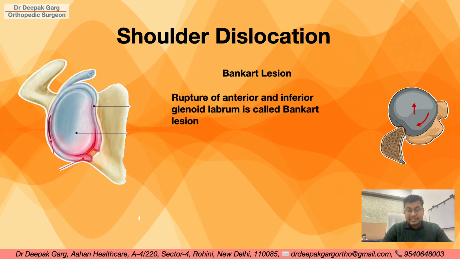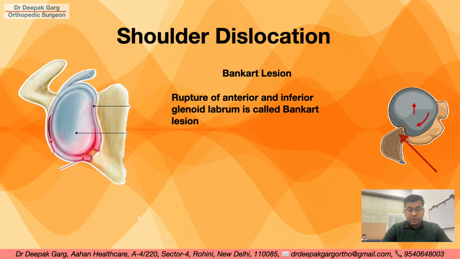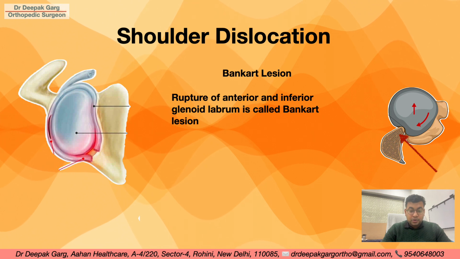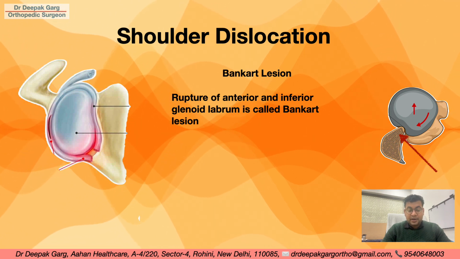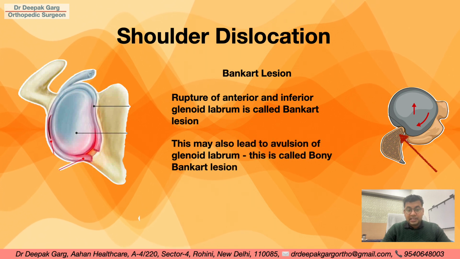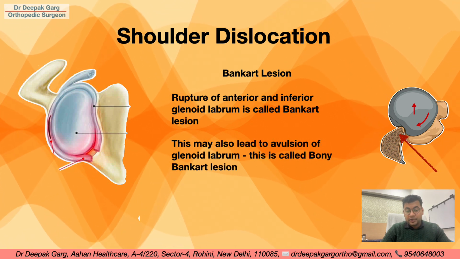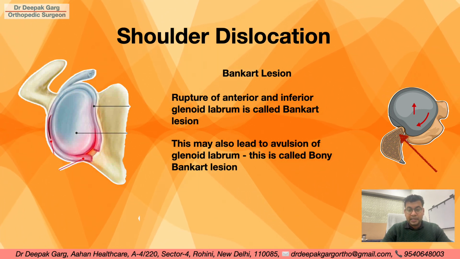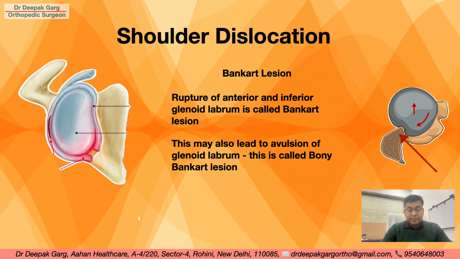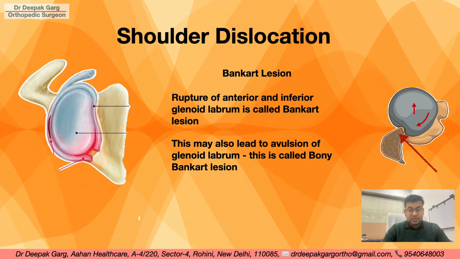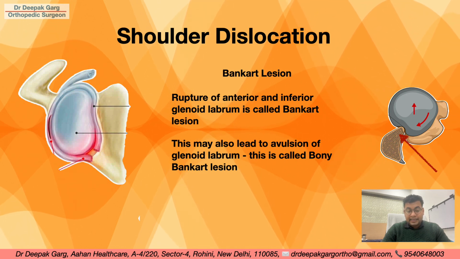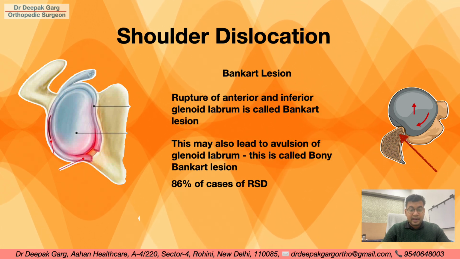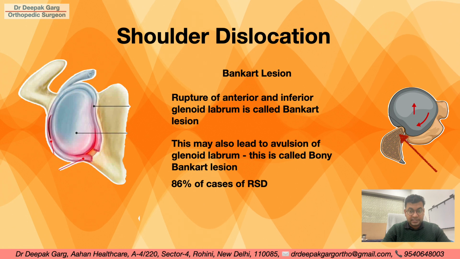Similarly, what is a Bankart lesion? The Bankart lesion is a rupture of the anterior and inferior glenoid labrum. This may also lead to avulsion of the glenoid labrum, meaning there can be a bony chip along with the labrum. This is called a bony Bankart lesion. In a patient with recurrent shoulder dislocation, the chances of having a Bankart lesion are approximately 86%. So there are very high chances of having a Hill-Sachs as well as a Bankart lesion in a patient with recurrent shoulder dislocations.